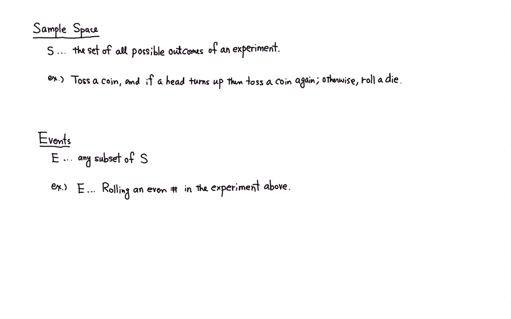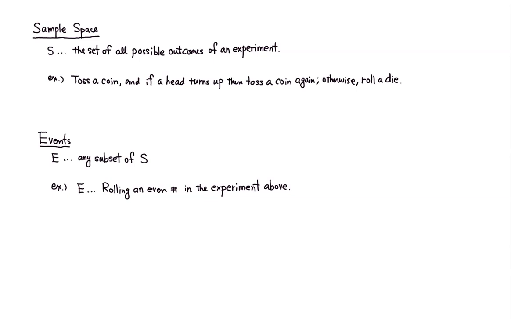All right, let's look at the sample space and the events. So the definition is: sample space is simply the set of all possible outcomes of an experiment.